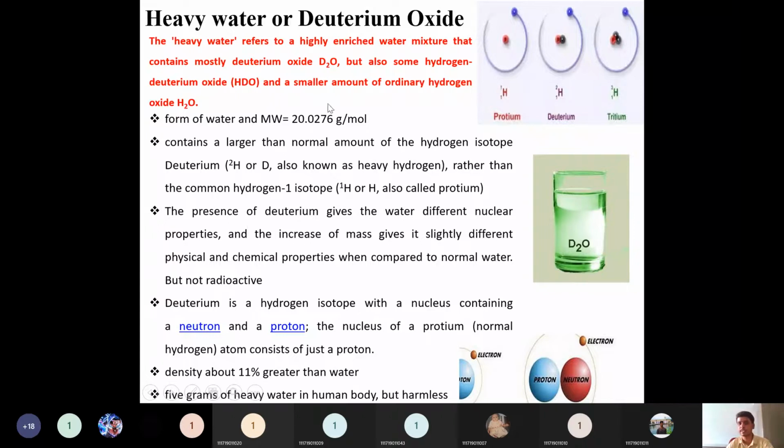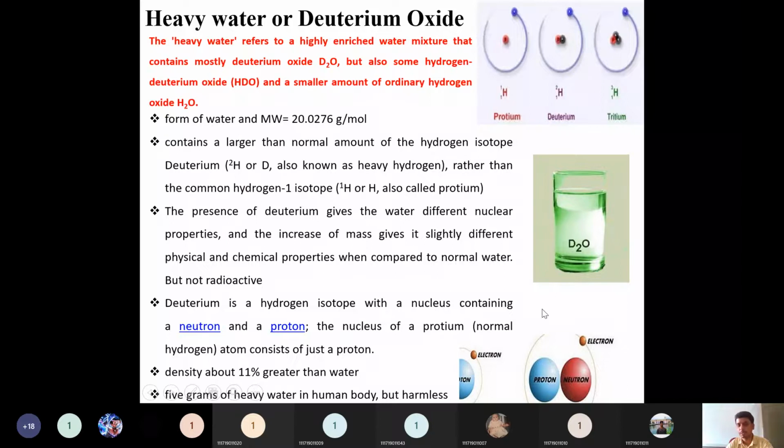So here the mass is also increasing, which gives it slightly different physical and chemical properties compared to normal water, but not radioactivity. It will not have any radioactivity, but compared to normal water, it will be somewhat heavier, with somewhat greater mass. Then deuterium is a hydrogen isotope. As you can see, deuterium and tritium are nothing but hydrogen isotopes.